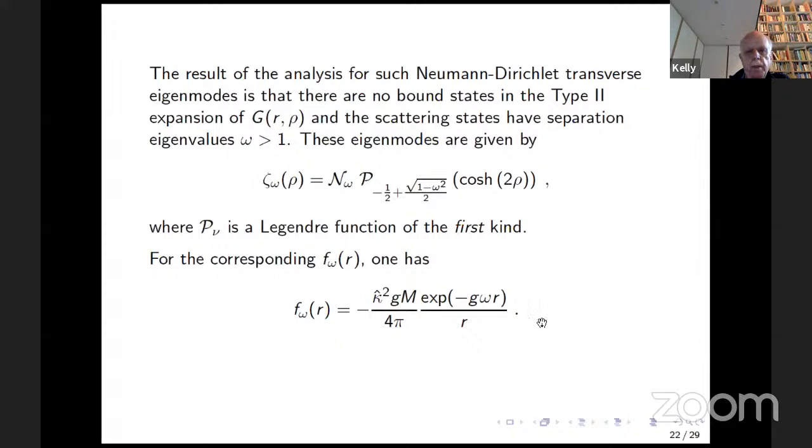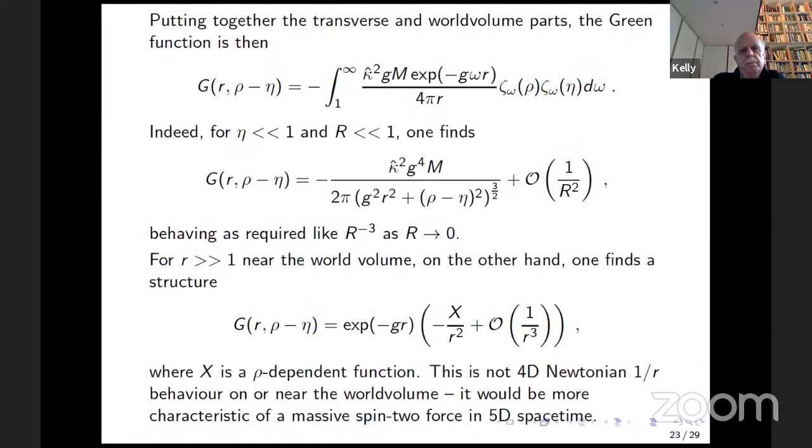You put the zetas and the f's together. You have to now sum over all modes, integrate over omega as given here. And let's see, let's take two interesting limits. So you now need to handle the special functions here.